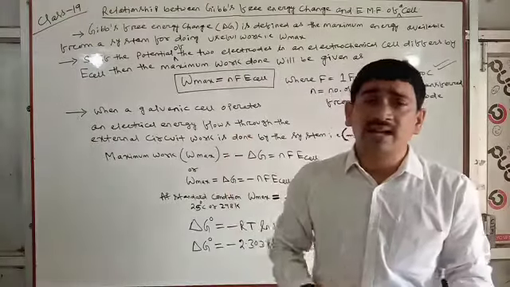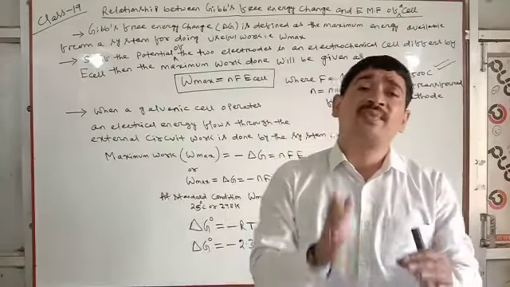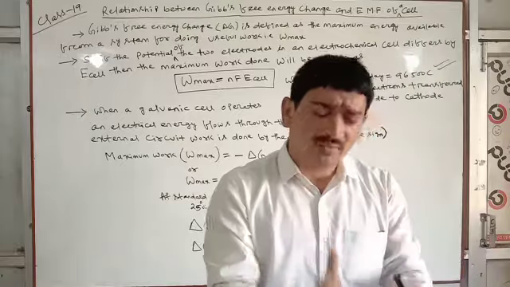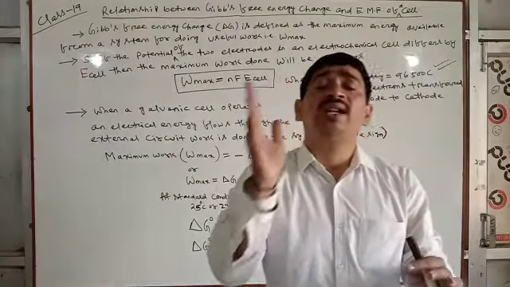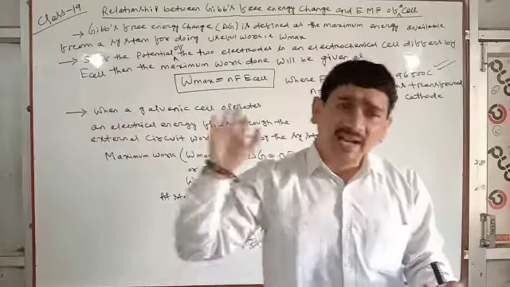Galvanic cell definition: a galvanic cell produces or converts chemical energy to electrical energy.